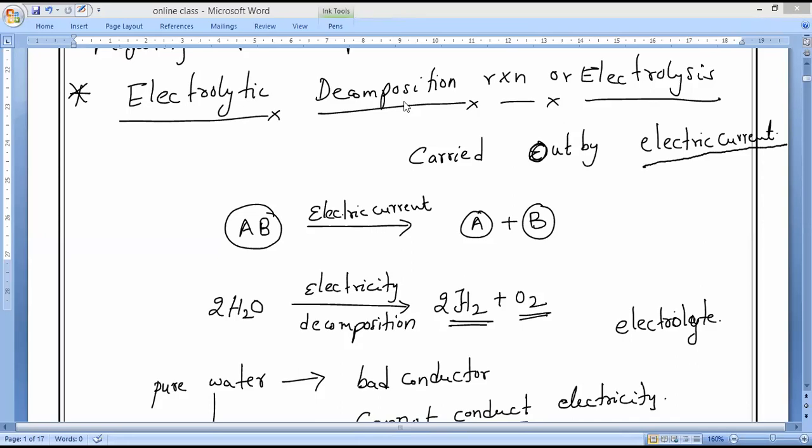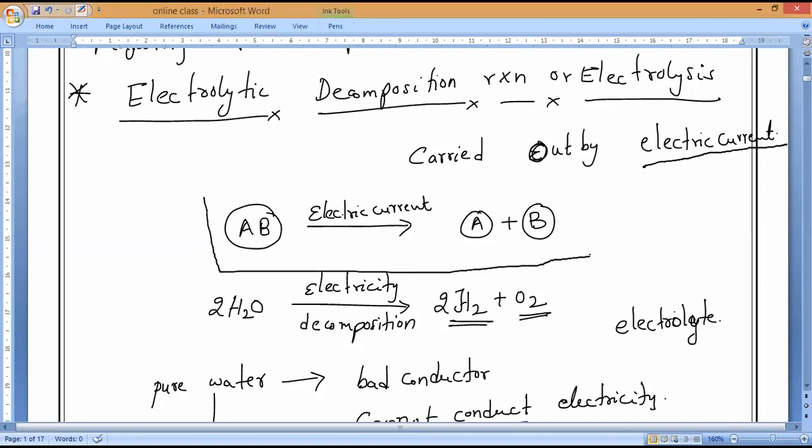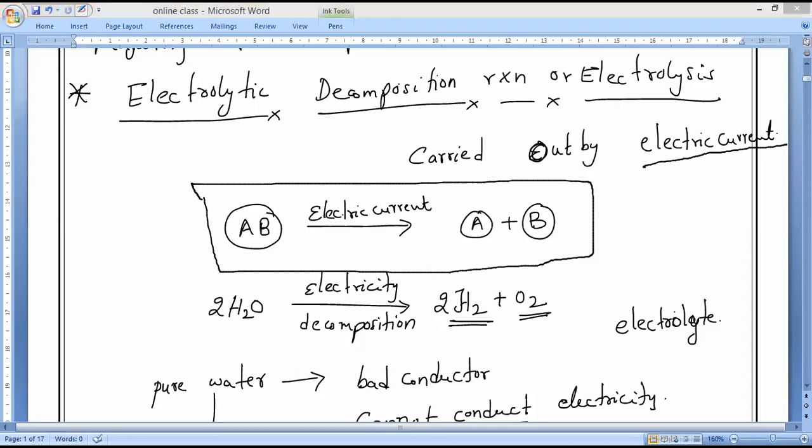Adarshan, have you understood? So you can write AB will give you A plus B, but what are we passing? We are passing electric current. Electric current, that you have to remember. Okay? Yes, please. Clear? Any doubt?